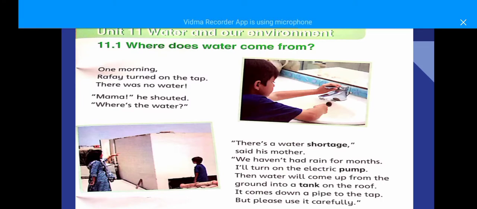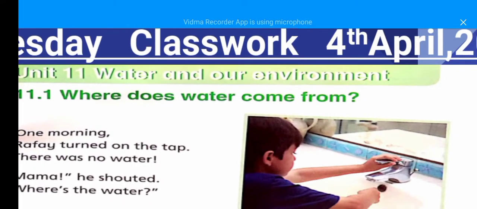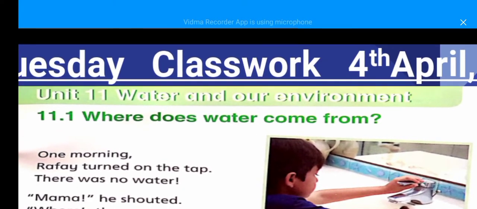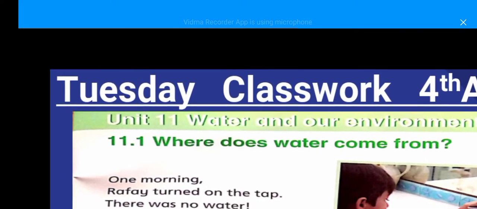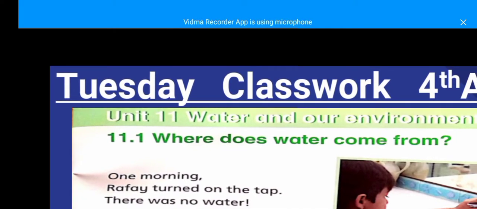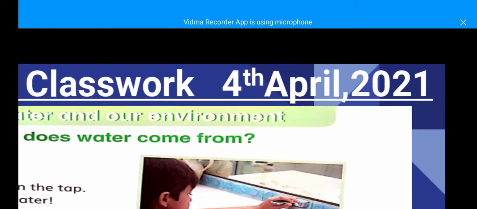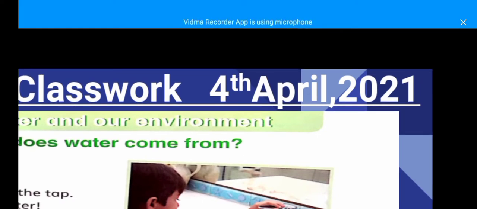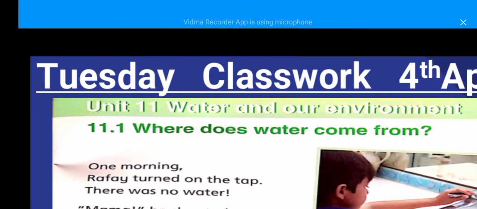Here you can see on your screens that this is your Unit 11, Water and Our Environment. First of all, as usual, we will write down our today's date and day. Your day is Tuesday, as you can see on your screen. Then you will mention your classwork, and at the end you will write down today's date, that is 4th April 2021. We are going to start a new month in this class. March has gone and it is now April. So please write Tuesday and 4th April 2021.